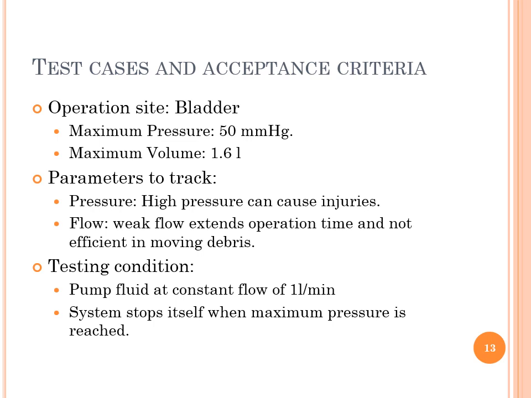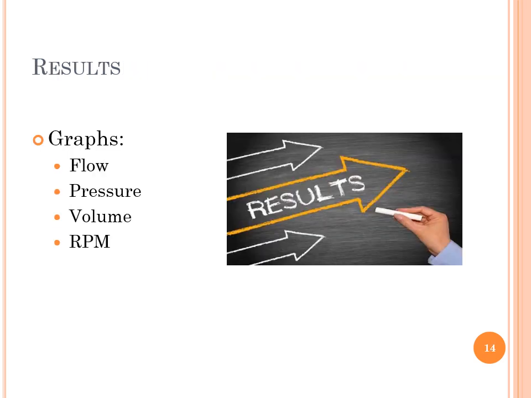For the testing, we turn on the pump and let it pump the fluid to the operation site with a constant flow and turn off the pump when the maximum pressure is reached. To ensure the efficiency of our model, we graph the following parameters to make sure they behave as expected: the flow result, pressure result, volume result, and revolution per minute result.